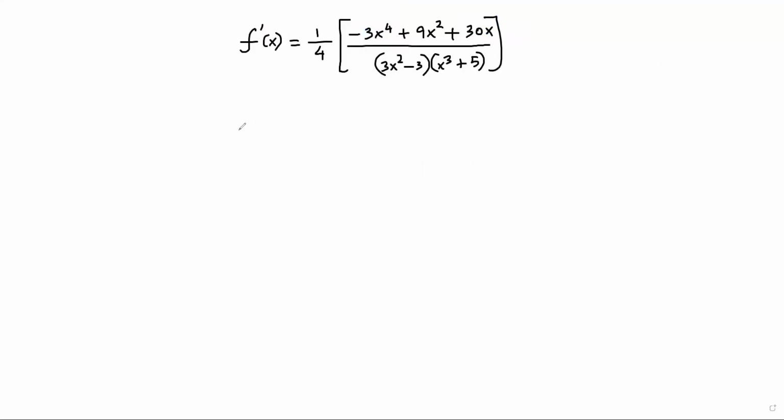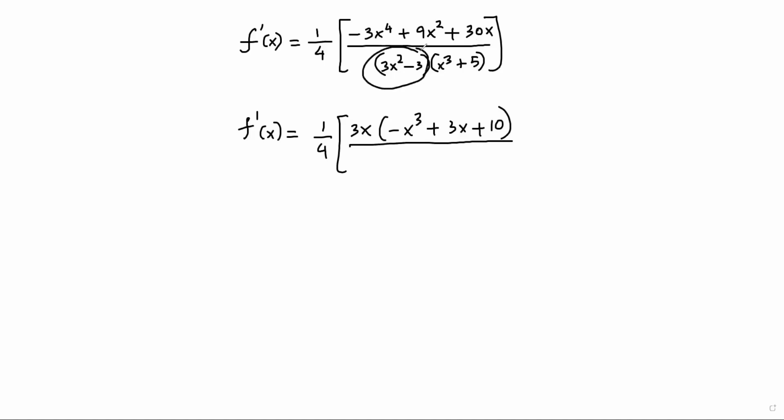This is the last step we have from the previous page. Here I can factor 3x out from the numerator. When I do it, I'll be getting 3x times (−x³ + 3x + 10). From the expression 3x² − 3 in the denominator, I can factor 3 out. If I factor 3 out, I'll be getting 3 times (x² − 1) times (x³ + 5). Here this 3 and 3 will cancel out.